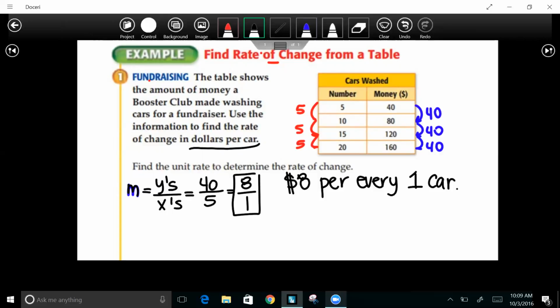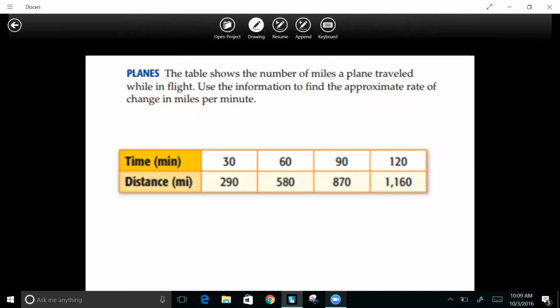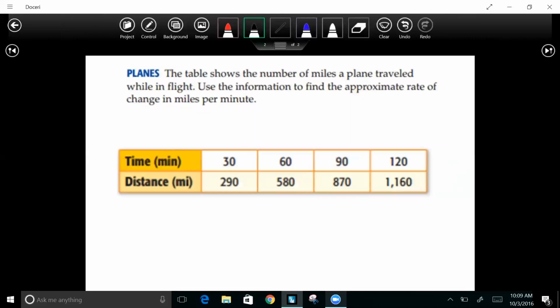Do me a favor and copy down the following table. You don't need to copy down the words up on the top. Just copy down the table. It says the table shows the number of miles a plane travels while in flight. Use the information to approximate the change in miles per minute. So we have to find how far a plane travels per every 1 minute. And that's what we're going to do.